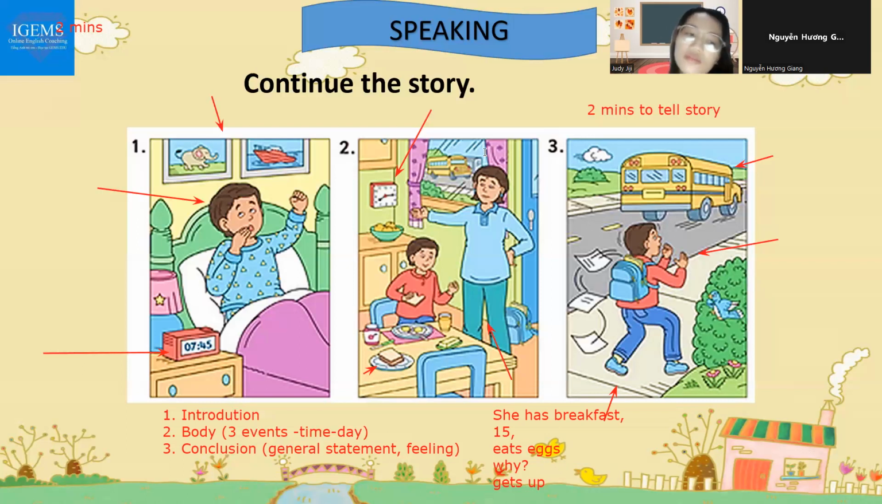When you use the pronoun like she, you need to put the verb in the plural, like eats. She eats something. So on the verb after she, you need to add the s sound. Okay, the plural verb. And focus on the 15, 30. She has breakfast. Yes.